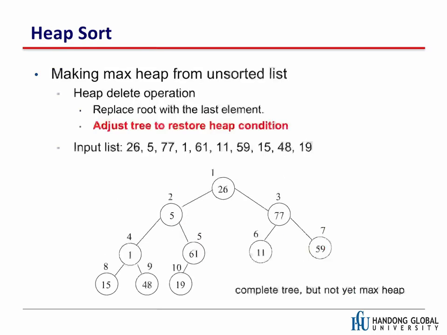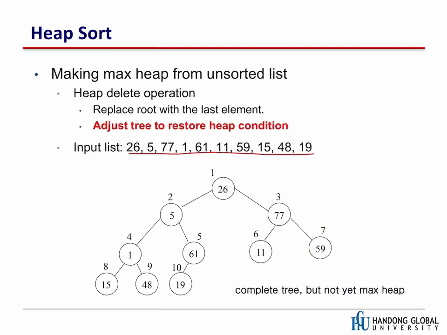Now we are going to use this max heap to sort. Okay, first we are going to insert all the elements into the max heap, but as I said, we are not going to insert one element into the max heap and adjust, then the next one and the next one. Instead of handling the elements one by one, we're going to insert all the elements into the complete binary tree, and then we're going to adjust. Okay, so the first step is to make a max heap from the unsorted list.